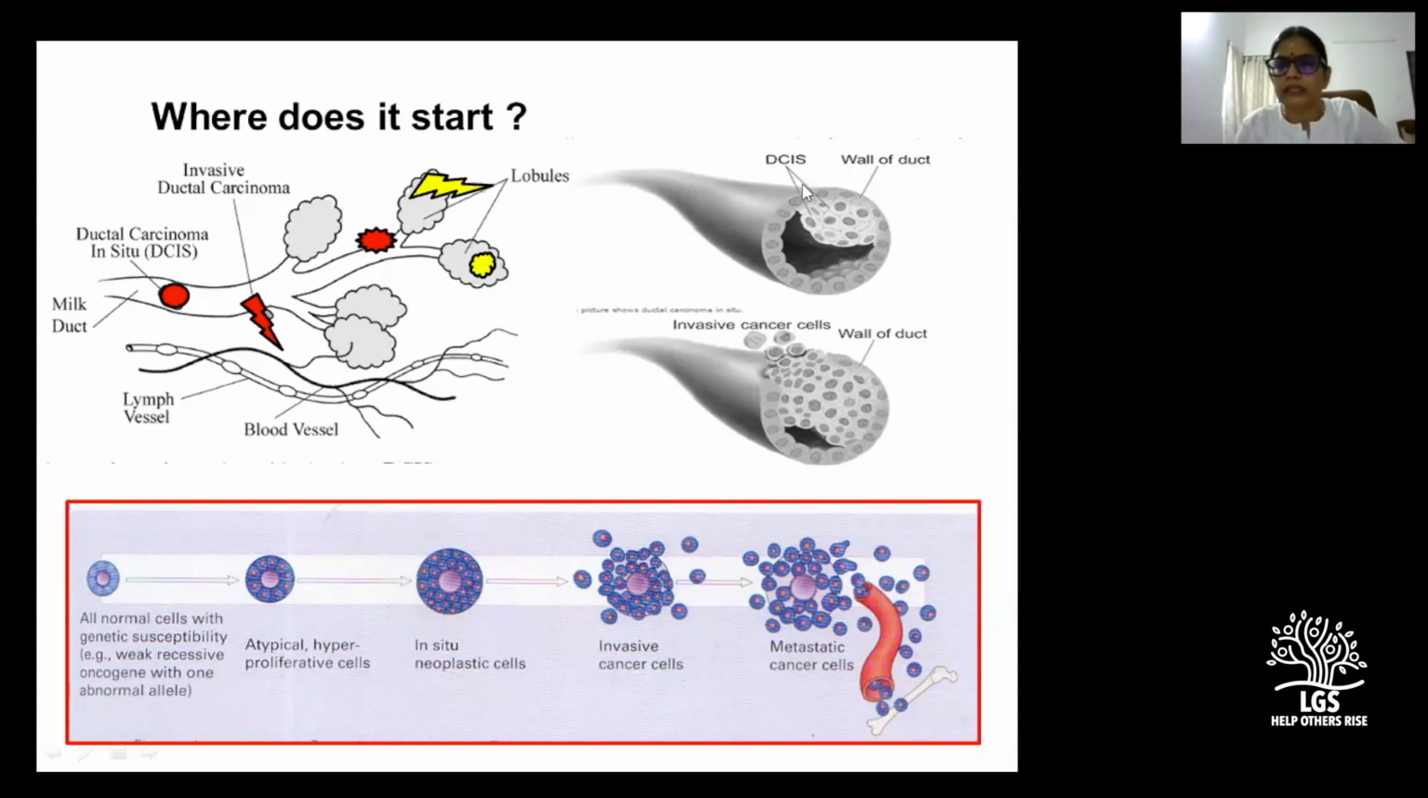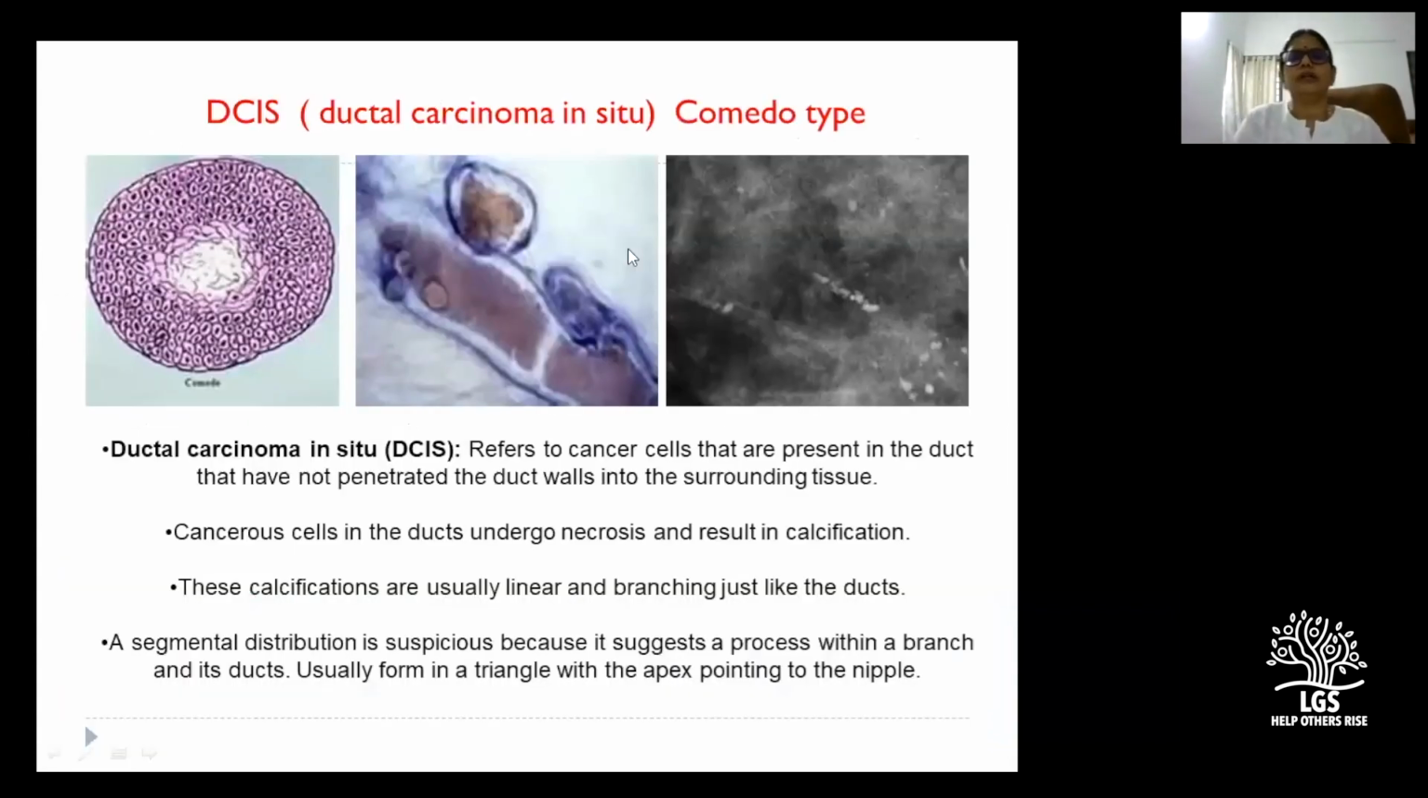Until the time it is confined by the basement membrane within the duct, it does not have access to blood supply and therefore does not metastasize. But if it breaches the basement membrane, then it comes out. Then is when we call it invasive breast cancer. When that happens, it has access to both lymphatic and vascular possible routes of metastasis. So for ductal carcinoma, there are again the comedo and cribriform types.